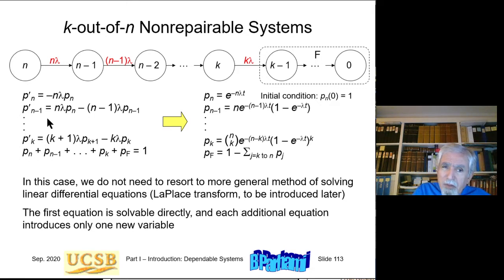However, again, we can set up differential equations. So P prime n, the rate of change here, is proportional to Pn, and the negative sign is again because that's reduced. We leave that state. There's no way to enter that state. There's no repair. We always leave that state at the rate n lambda. So the rate of change is proportional to n lambda, and proportional to the probability of being there in the first place.